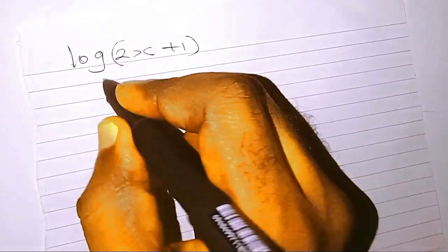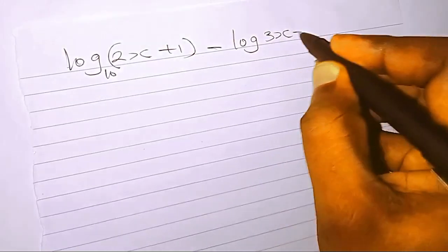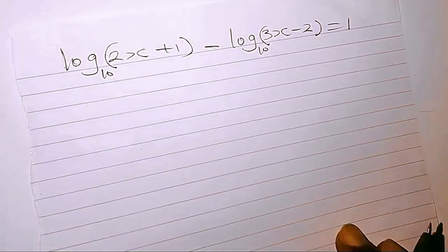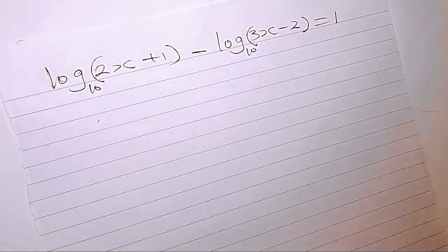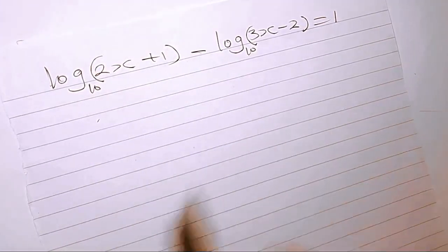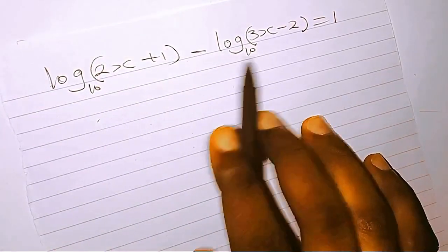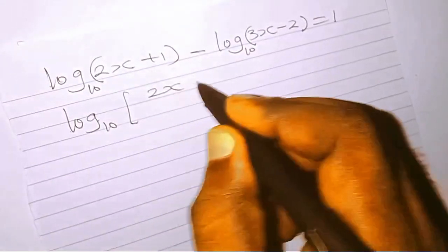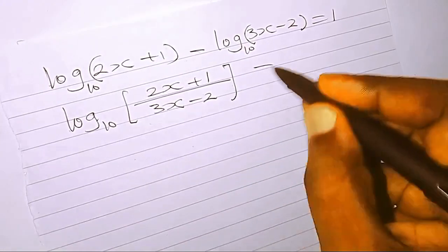Log 2x plus 1 base 10 minus log 3x minus 2 base 10 equal to 1. And then this is pretty easy. Solving this kind of question, we need to apply one of the laws of logarithm, taking common logarithm to base 10 of the two terms. So taking common logarithm, we have log to base 10, this is 2x plus 1 over 3x minus 2 equal to 1.